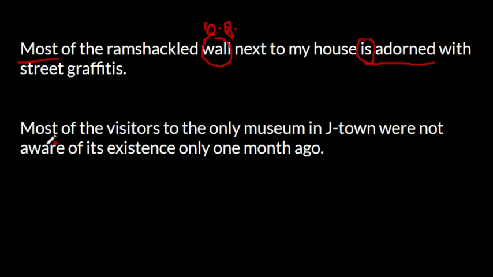The other example: most of the visitors to the only museum in J-Town were not aware of its existence only one month ago. Again, where is the verb? It's in plural form. Most is the subject. But here, visitors is plural. Therefore, the subject is plural, and we have to use a plural verb.